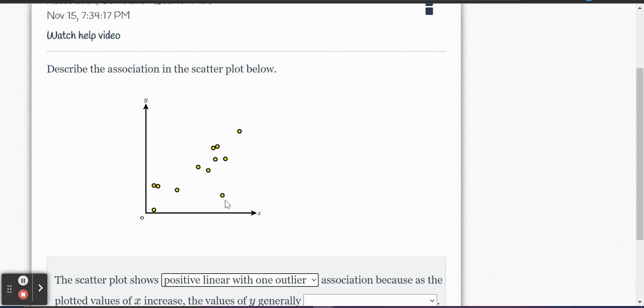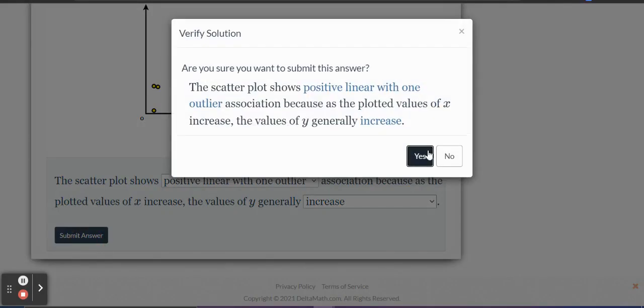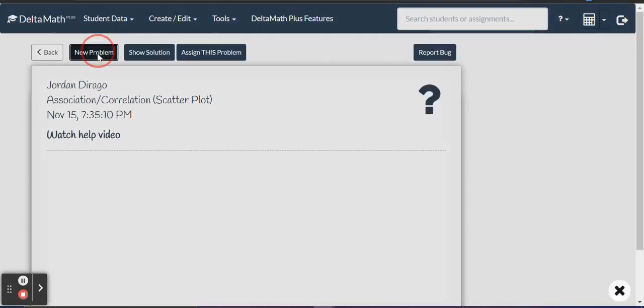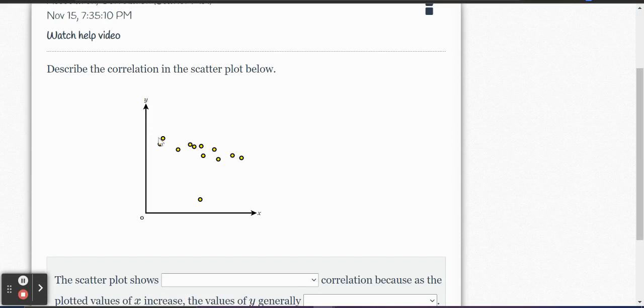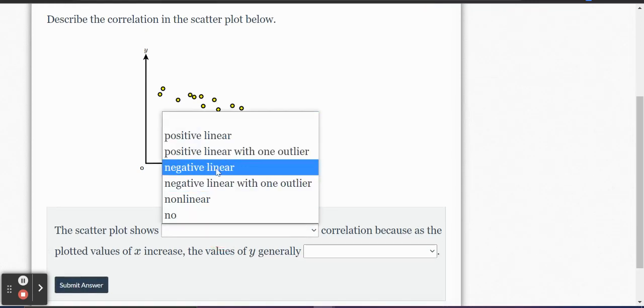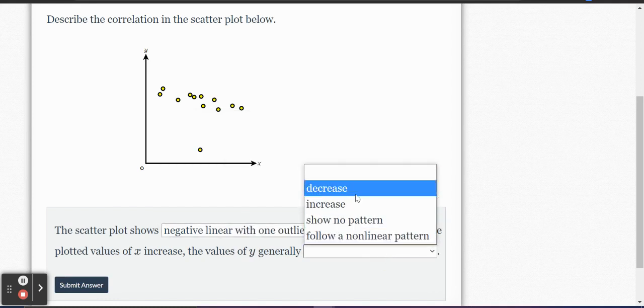So an outlier is a point that is away from the data set. If this has a straight line going through it, the line of best fit, this outlier is a point that's away from the bulk of the data. All right. Yep, there's that one outlier. Okay. Let's take a look at this. Same thing here, right? It looks like it's decreasing, negative, and the one outlier is down here. So it's going to be negative linear, oh, with one outlier. Be careful because they decrease.